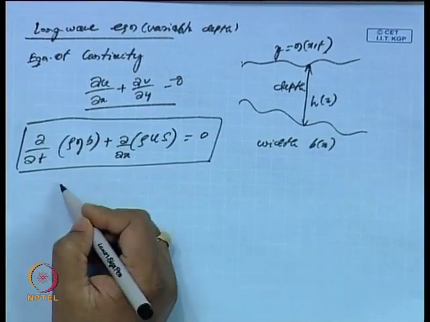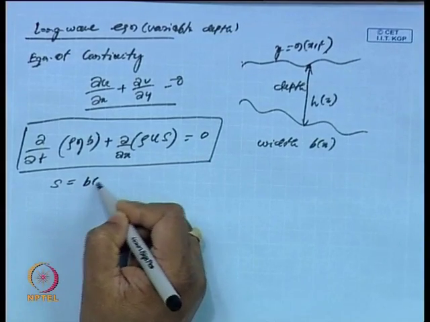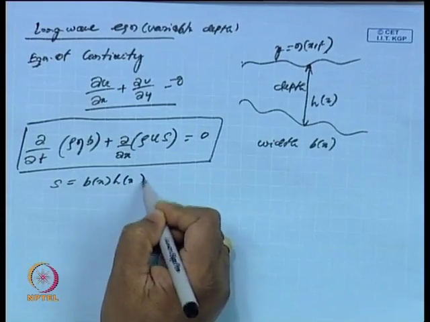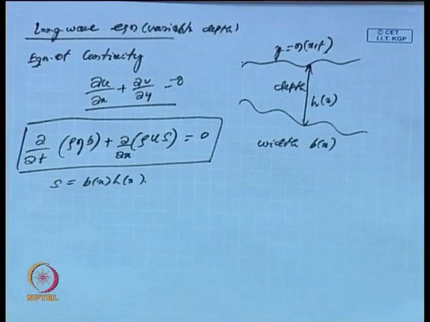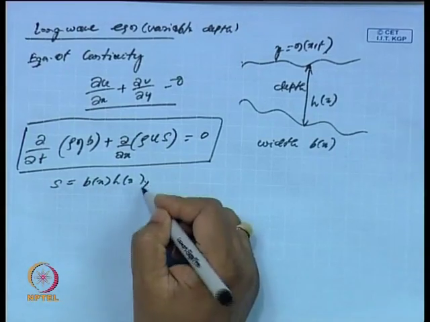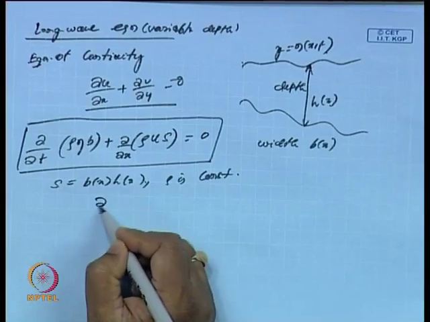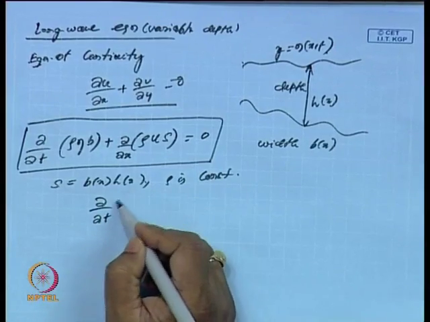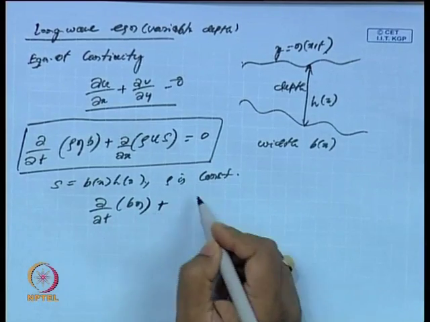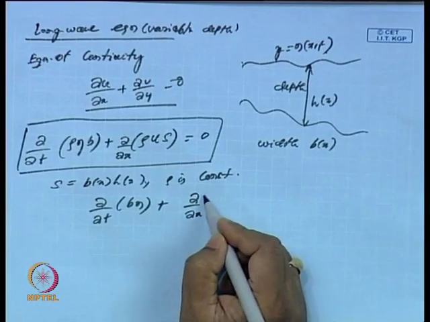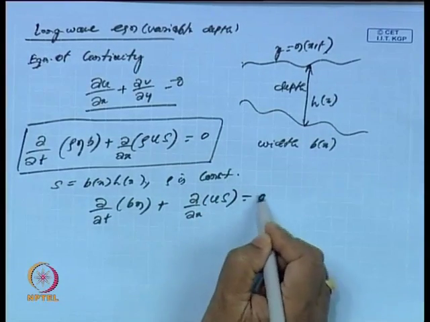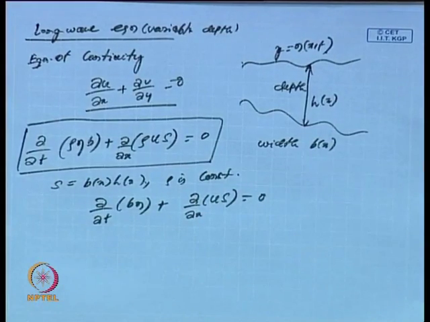Where s is nothing but b of x into h of x, and assuming rho is constant, then we will have del by del t of s plus del by del x of u s equal to 0. This is the conservation of mass in case of a variable depth and a variable width.